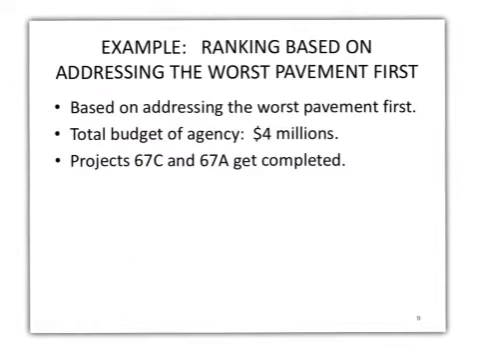So after we looked at all the projects that we had to handle and how we put them from the worst to the best sections, now we need to know what's the amount of budget available for this agency. So let's assume that the total budget available is $4 million. That means projects 67C and 67A will be done and completed, but we had to stop right there, because by fixing the first two projects, which are the worst PCI condition, we will use up all the money that we have, and the rest has to go to the following year.